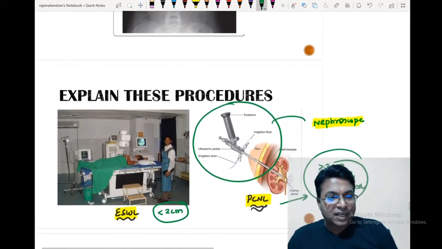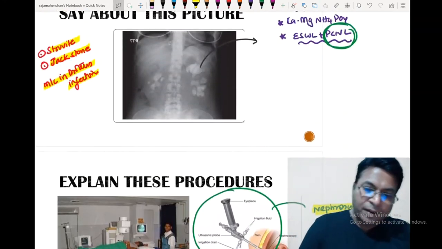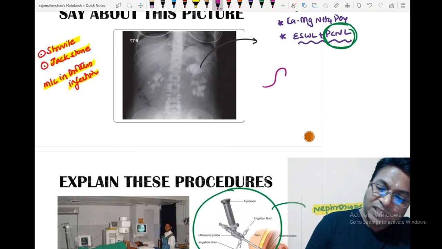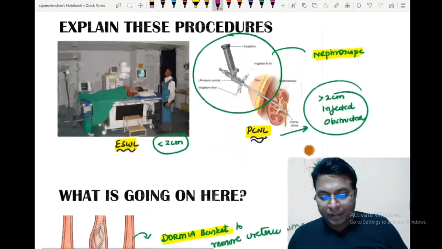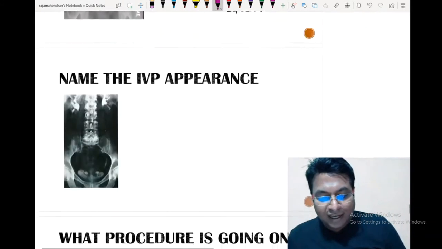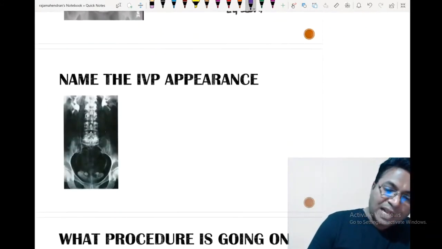Okay, staghorn calculus I didn't tell anything. A staghorn is a stone having a multiple calyceal appearance. It is also known as struvite or jack stones. It is most common in proteus infection. Okay. So for urology, if you want details, they are available. Don't worry. So this is again a classical IVP appearance.